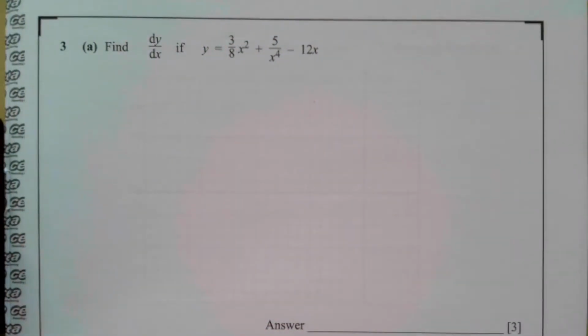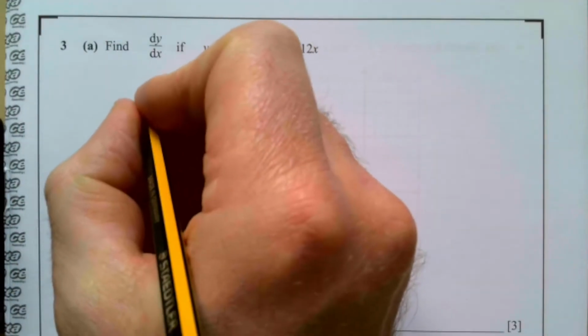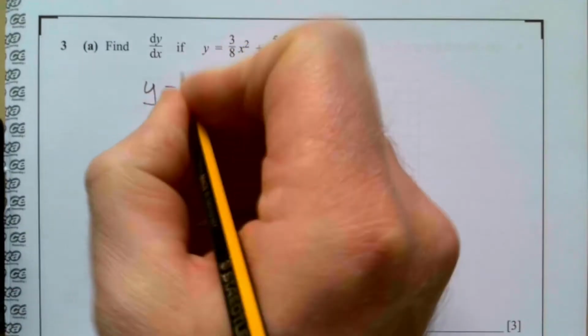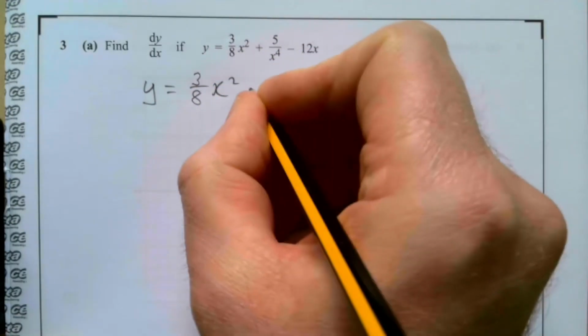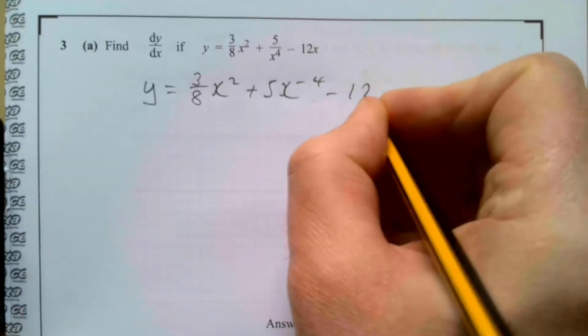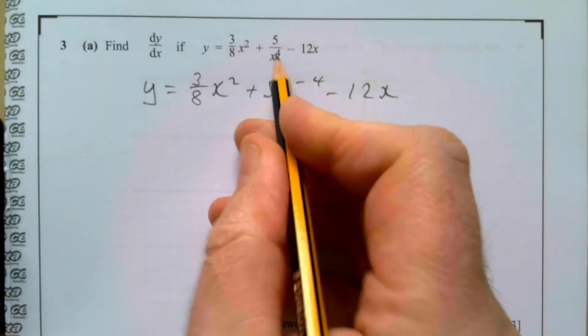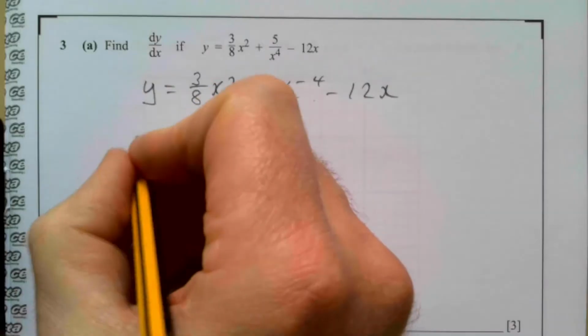Question 3. Find dy by dx if y equals 3 over 8 x squared plus 5 over x to the power 4 minus 12x. Before I differentiate this, I want to get it in the form 3/8 x squared plus 5x to the minus 4 minus 12x. I hope you're okay with what I've done there. I've brought the x to the 4 up to the top to make it easier to differentiate.